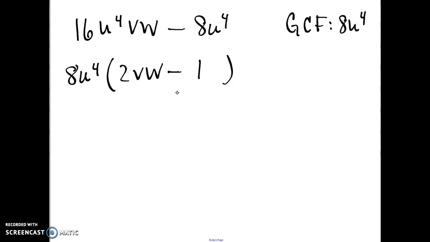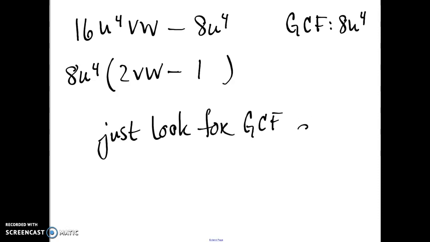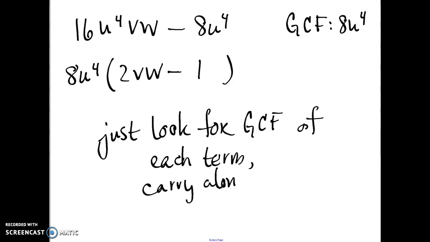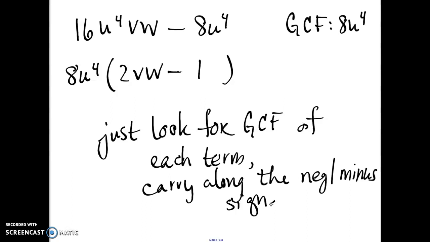When you have this negative sign, just look for the greatest common factor of the positive terms. All right? You don't have to consider the minus sign. So just look for the GCF of each term and carry along the minus sign. Right? Or minus sign. Subtraction sign. All right, so there you go.